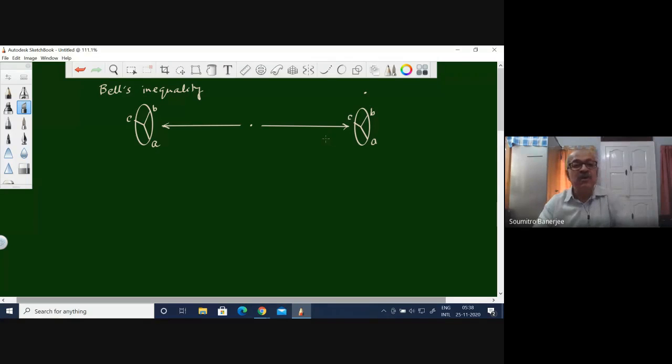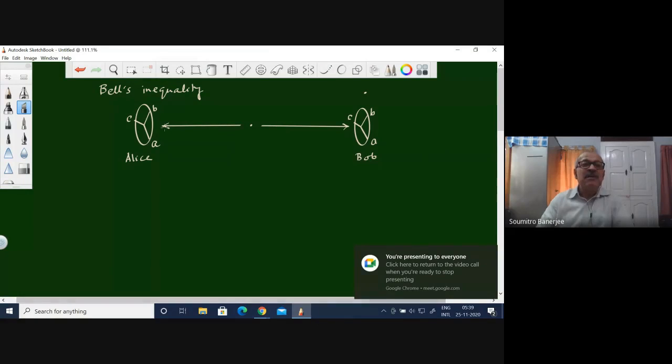So effectively, Alice is sitting here and Bob is sitting there making the observations. Alice is sitting with three Stern-Gerlach instruments, one with the magnetic field oriented in this direction, another in this direction, and a third in this direction. When a particle comes, she can observe in one of these directions. She arbitrarily chooses one direction, A or B or C, and similarly Bob. They make their own observations and finally they tally.